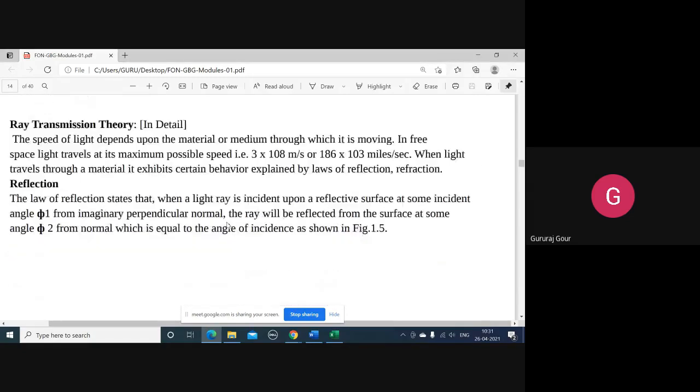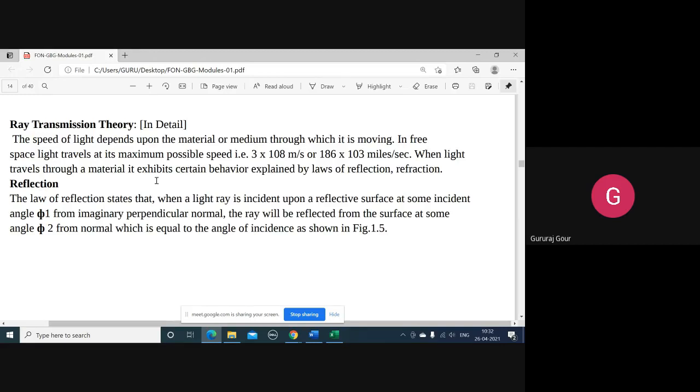So going to the ray transmission theory, we know that ray transmission theory basically deals with characterizing how the optical ray is going to behave when it is propagating through the optical fiber. That's what we are going to study as the purpose of the ray transmission theory. And we all know that in free space, the velocity of light is 3 into 10 to the power of 8 meter per second.